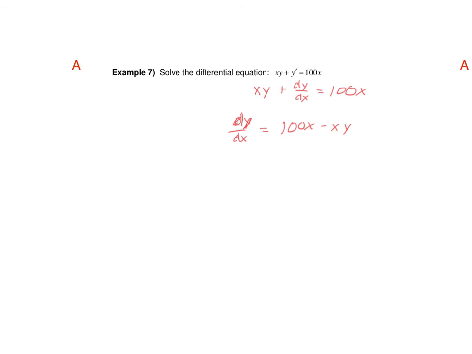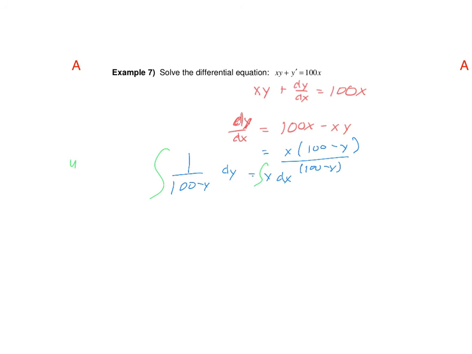Now we're trying to isolate y. So in order to isolate y, to get rid of x here, well, there's an x on both terms. So let's factor out an x. And then we have two different factors. So now we can divide both sides by this 100 minus y factor. So then on the left, I'm going to have 1 over 100 minus y dy is equal to x dx. So from there, I can integrate both sides.